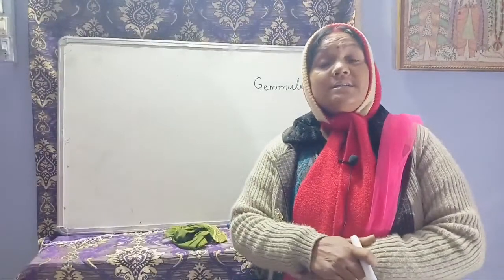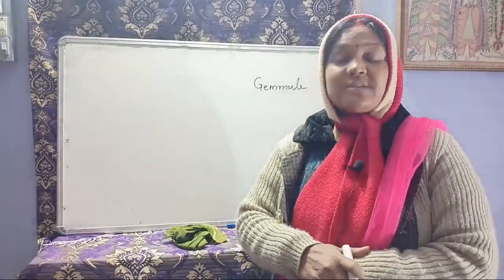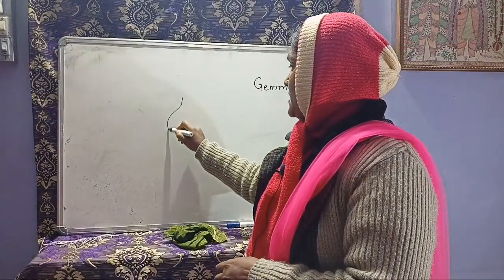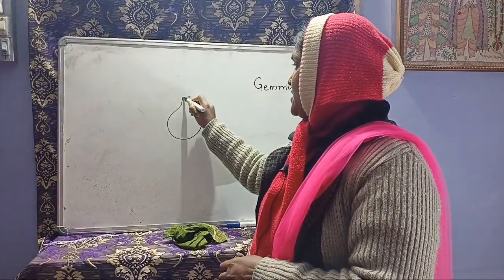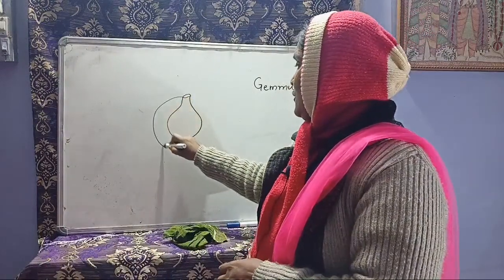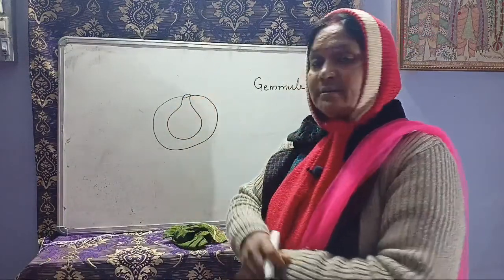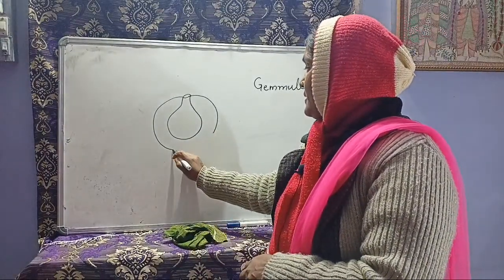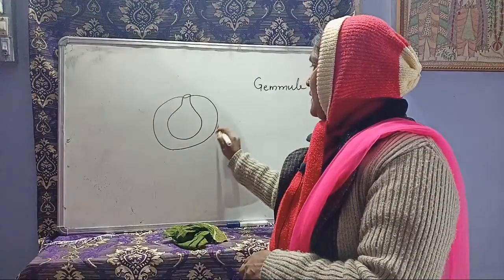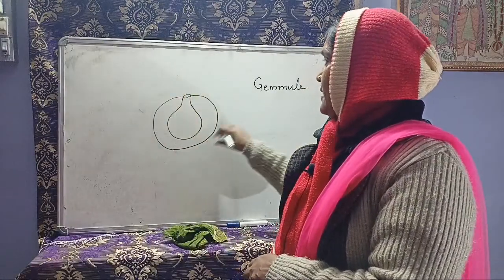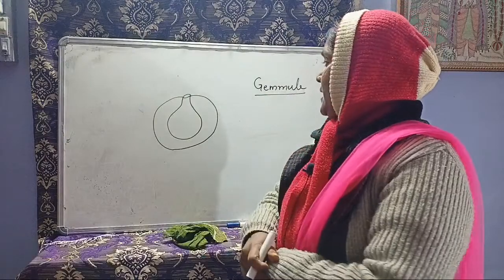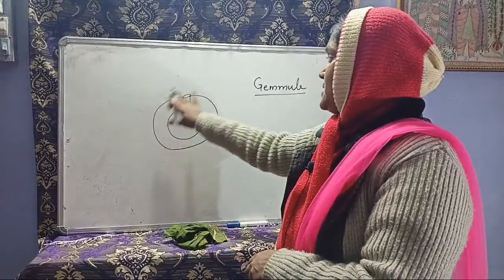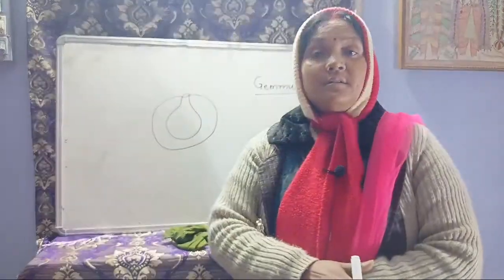A gemmule is an internal bud of a sponge. A gemmule has the capacity to develop into a daughter sponge. What can we say about the outline of a gemmule? Its outline is spherical.